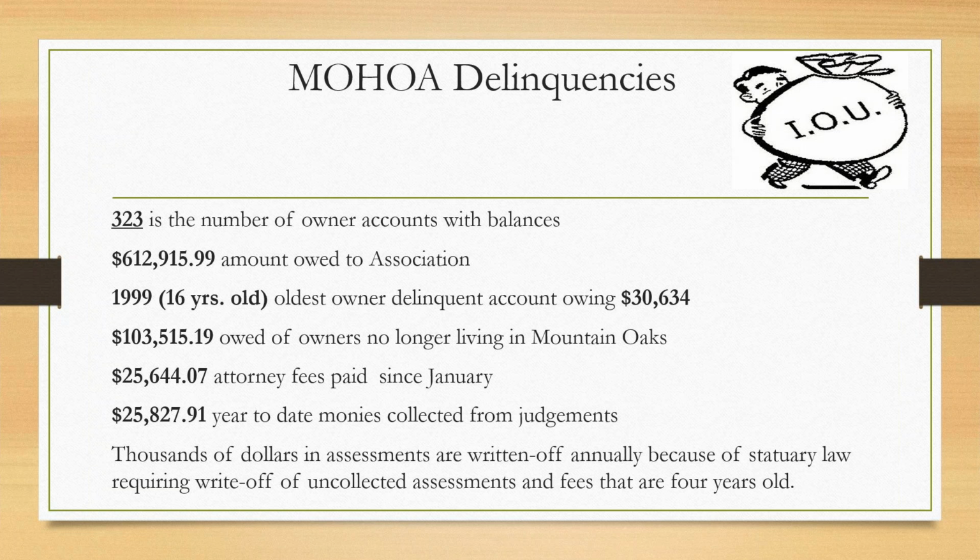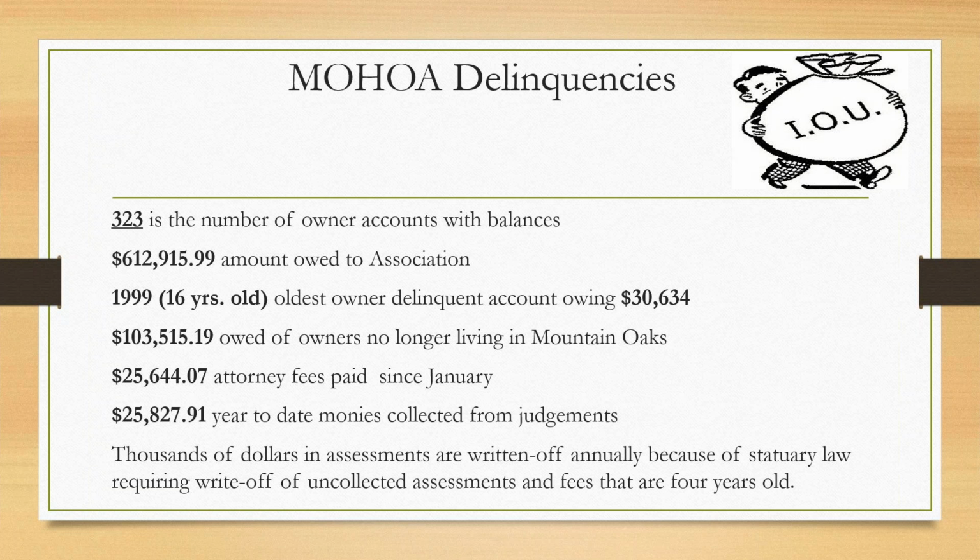Since January of 2016, approximately $25,644 has been owed or paid in attorney fees. That's what we paid as an association to the attorney for legal fees to collect on assessments. So our legal fees can be pretty expensive depending on the status of an owner's account. Year to date, and again, this goes back to March of this year, we had collected $25,827.91 in collections, and you can see that that's basically a wash from the attorney fees that were paid in January.